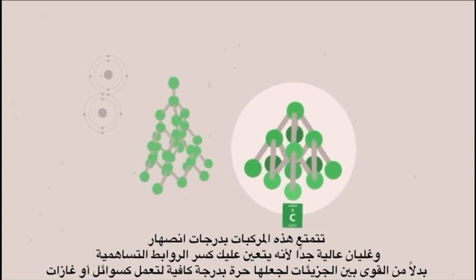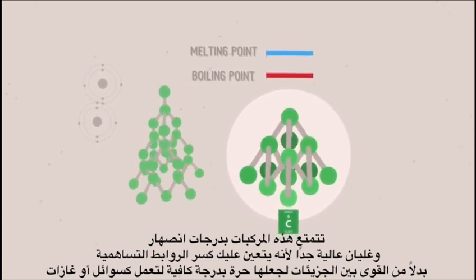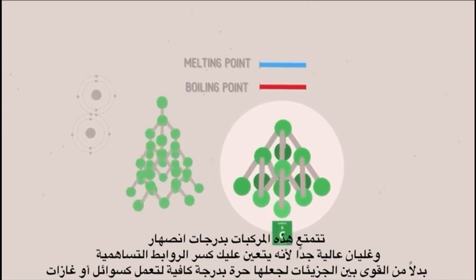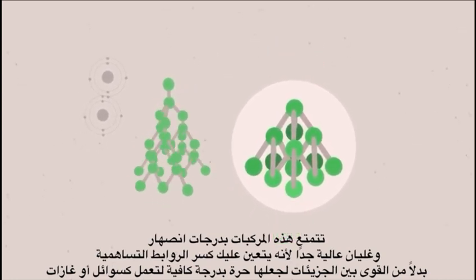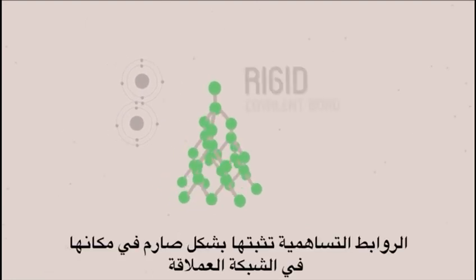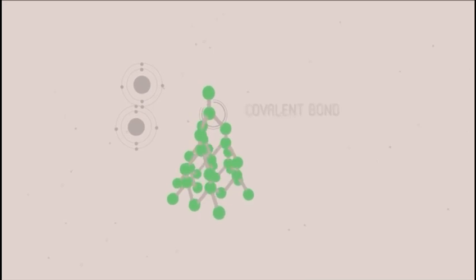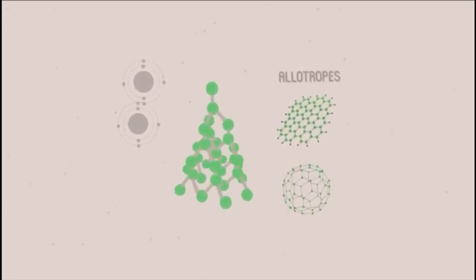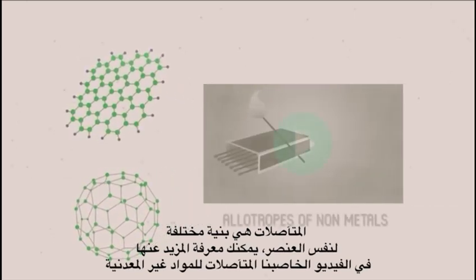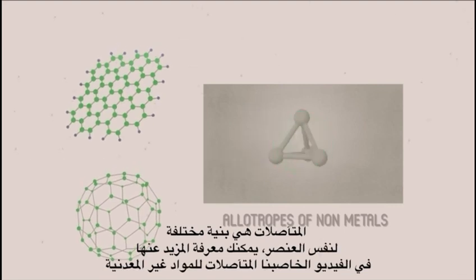These compounds have very high melting and boiling points because you have to break covalent bonds rather than intermolecular forces to make them free enough to act as liquids or gases. The covalent bonds hold them rigidly in place in the giant lattice. Allotropes of nonmetals bond covalently. Allotropes are different structures of the same element. You can learn more about these in our video, Allotropes of Nonmetals.